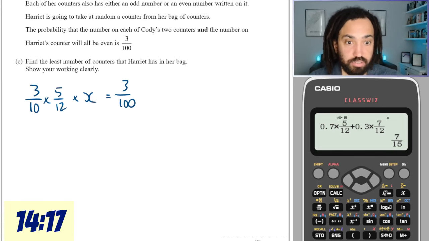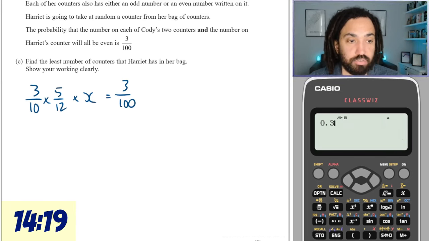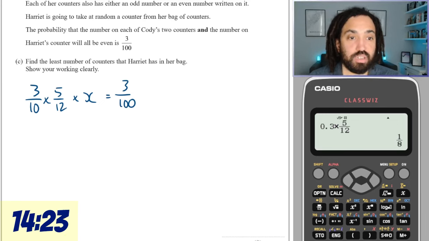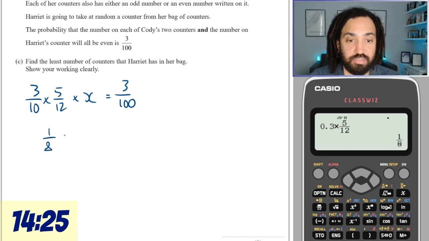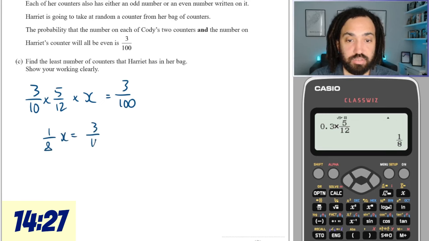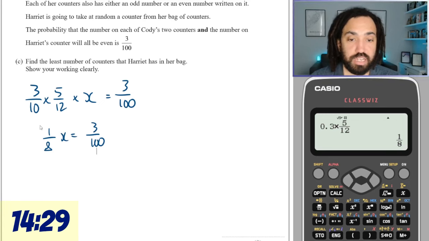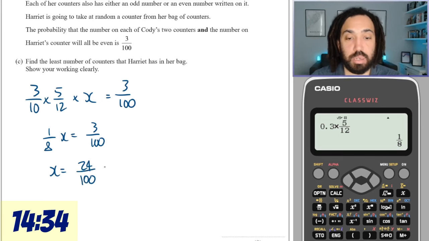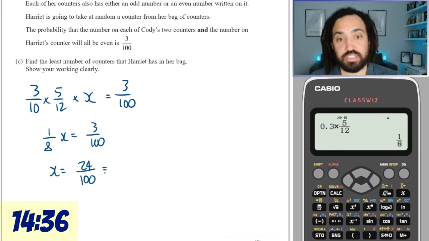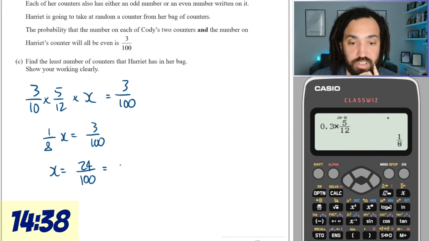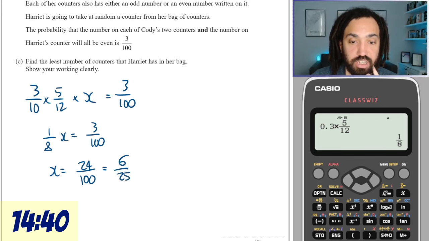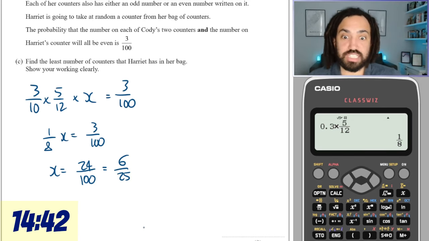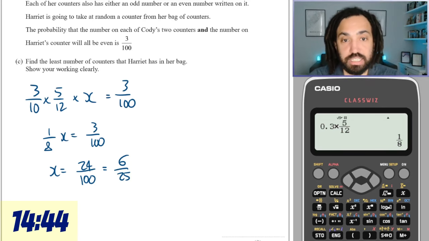Okay, so if I do 0.3 multiplied by 5 over 12, that means that 1/8 of x is equal to 3 over 100. So times both sides by 8. So x is equal to 24 over 100. So if I need to simplify this as much as possible, I can divide it by 4 to get 6 out of 25. So that's as simple as I can get the fraction, which means that the least number of counters in her bag must be 25.